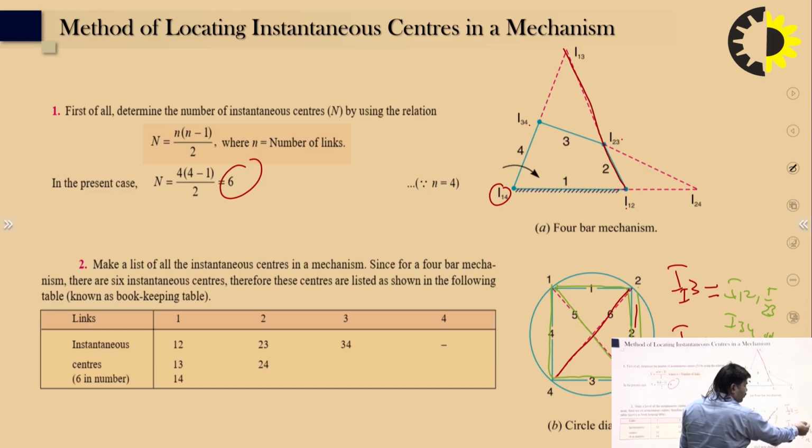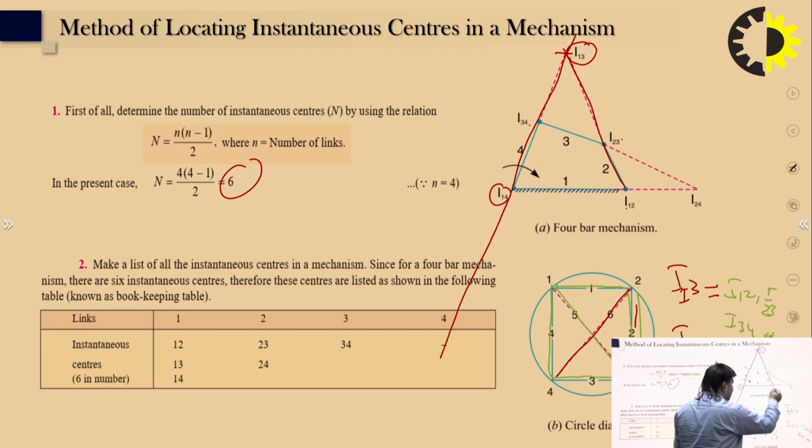And 3, 4 and 4, 1 are extended. This is connected at point 1. So that is how you find out the link of I 1, 3. If you go in the downward direction, there is no meeting point, right? So the meeting point is in the upward direction.